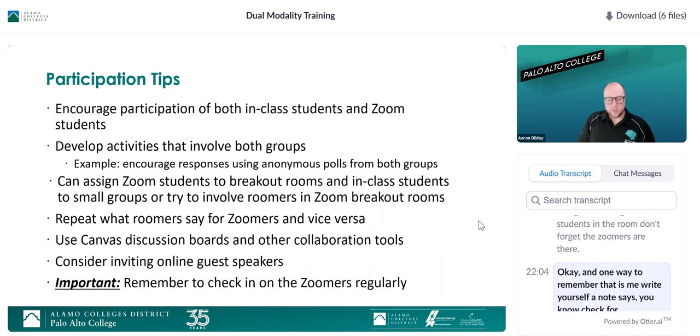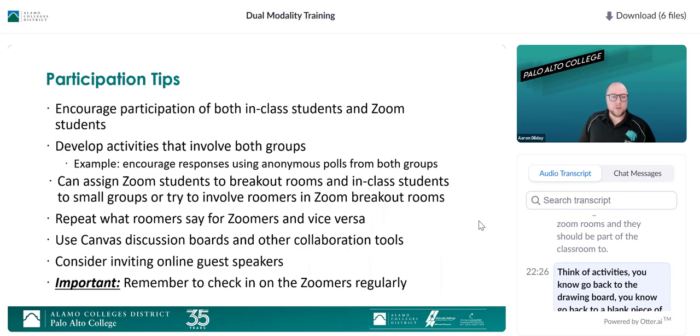And one way to remember that is maybe write yourself a note that says, check for participation from Zoomers or something. Get them to participate because if they're talking to you, it's going to be hard for you to forget about them, right? Unless you have them on mute or something. But as long as the tech is working right and they're talking to you, then you won't forget about the Zoomers. And they should be part of the classroom too.